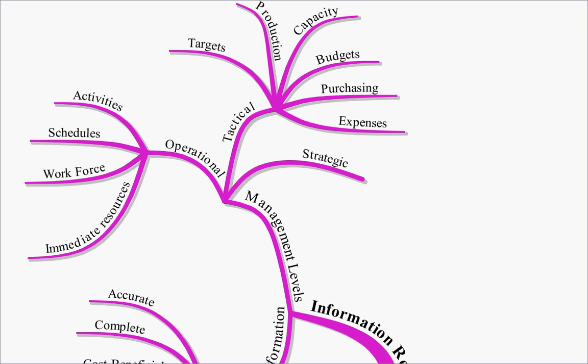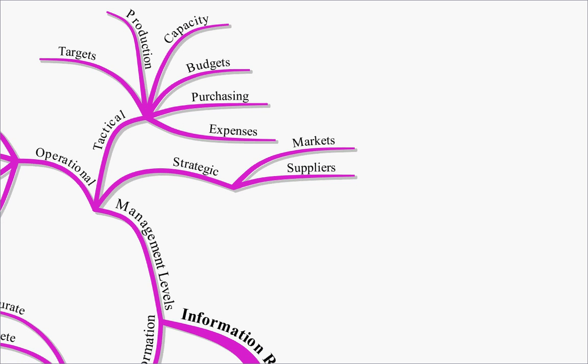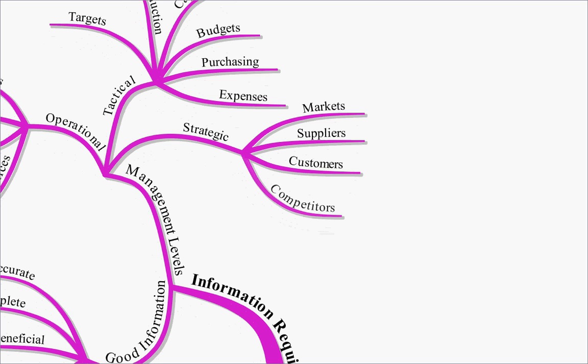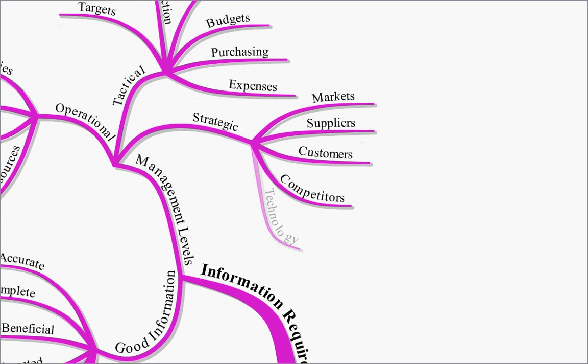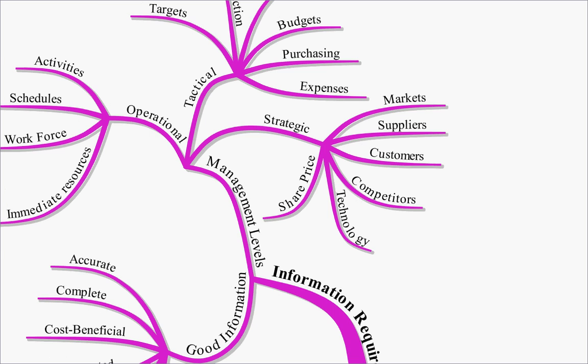At a strategic level, you're really looking into what markets you should be attacking, your suppliers you're using, should you be changing them, is there a better supplier? Customers, how are you going to attract new customers, what information do you need to do that? Your competitors, what are they doing, how are they doing things differently? Technology, is there new technology requirements that you should be taking up? And obviously your share price, what are all of your decisions doing to your share price?